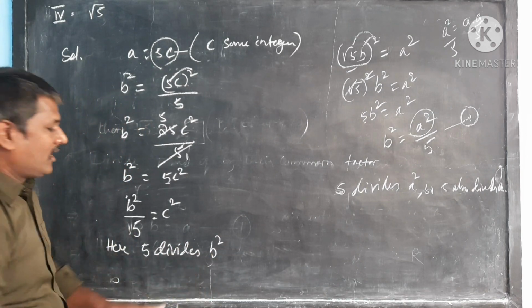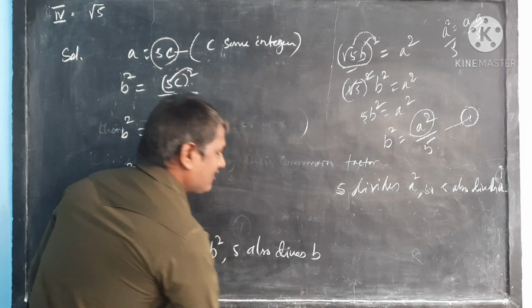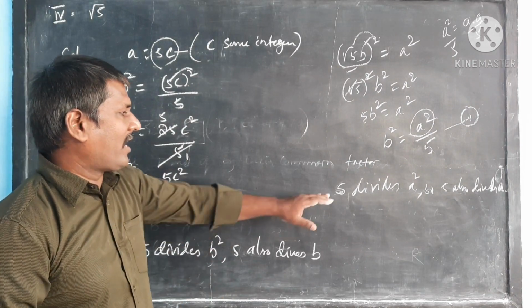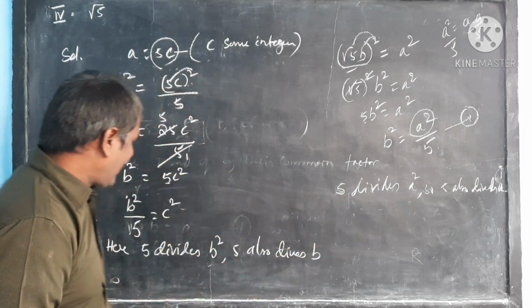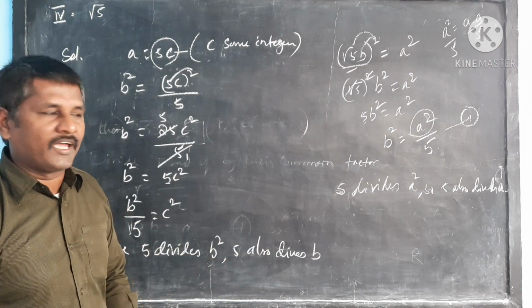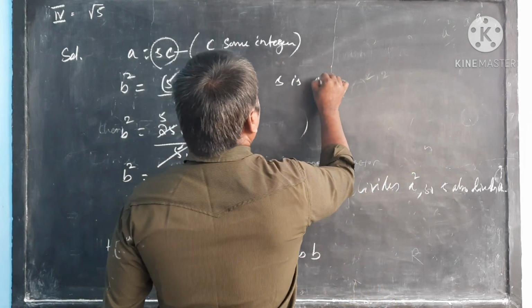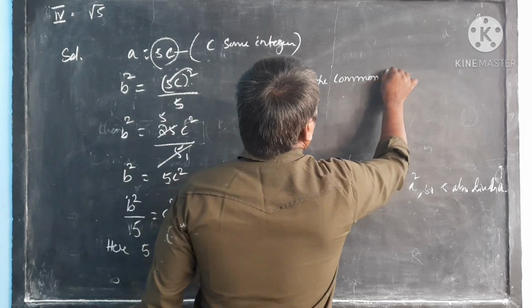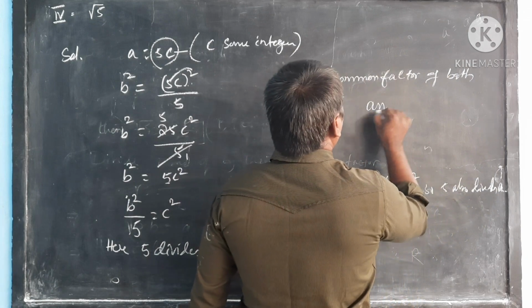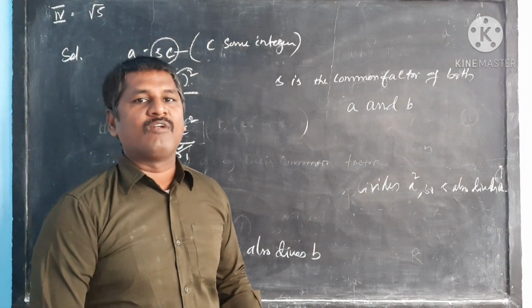If 5 divides b square, then 5 also divides b. So from the above two cases, 5 divides a and 5 also divides b. This means 5 is the common factor of both a and b. But this contradicts the fact that a and b are co-primes.